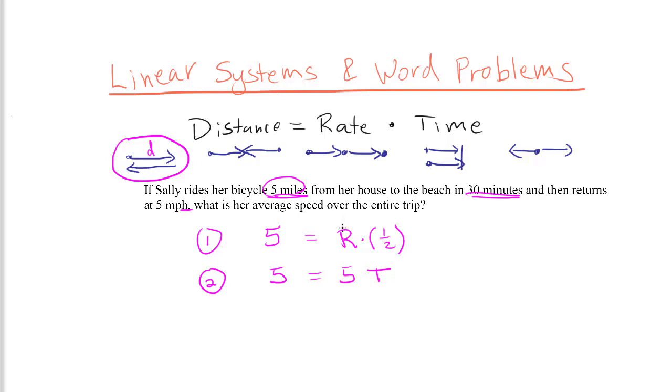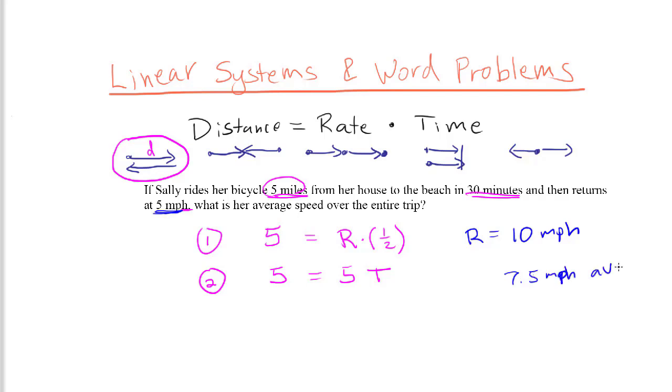So a lot of students will look at this and they'll solve the first equation, for r equals 5 divided by 1/2, which is 2 times 5. R equals 10 miles per hour. So her speed on the first leg is 10 miles per hour. They notice that her speed given on the return leg is 5 miles per hour. So in a lot of cases, students will simply say 5 plus 10 divided by 2, 7.5. That's her average speed over the entire trip. That would be wrong.